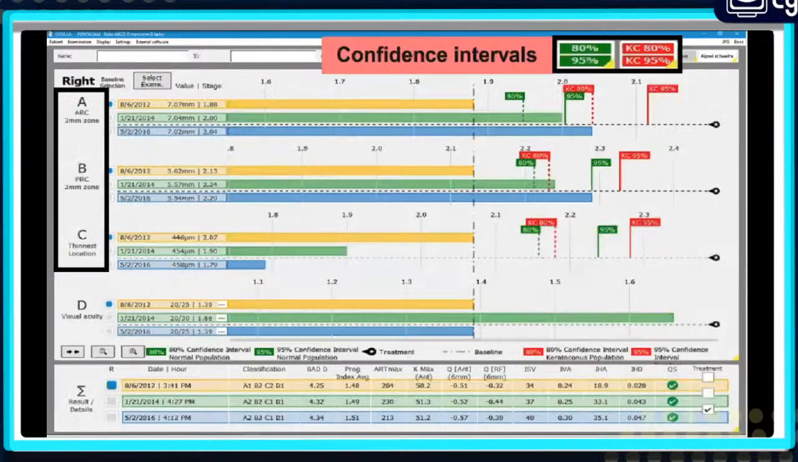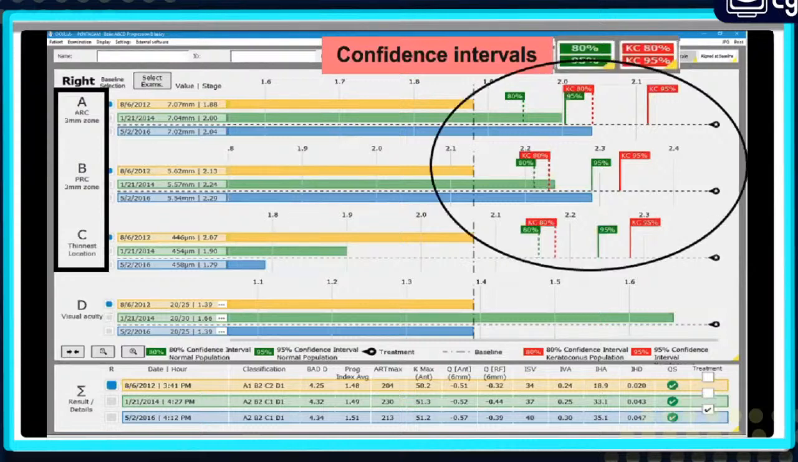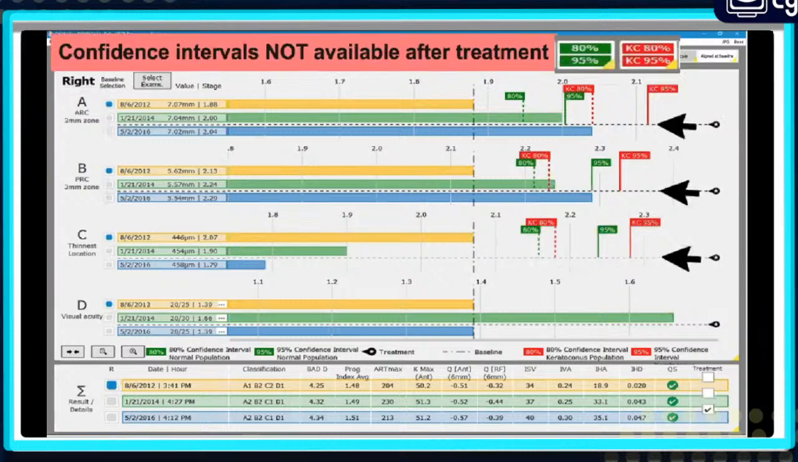You will also notice in the display that only parameters A, B, and C have confidence intervals. And these are encircled here. And the D parameter or distance-corrected visual acuity does not have any of these confidence intervals. You will also notice that the confidence intervals are not available after cross-linking treatment. So they stop before the treatment symbol, as you see here in the A, B, and C parameters. So Professor Belin is currently doing a study that involves these post-cross-linking confidence intervals, and this will be part of the next development of the progression display.